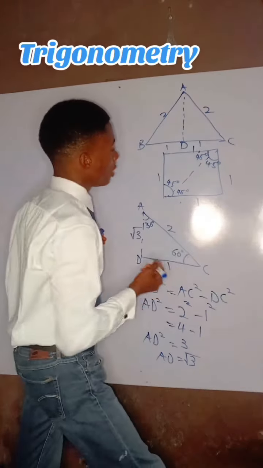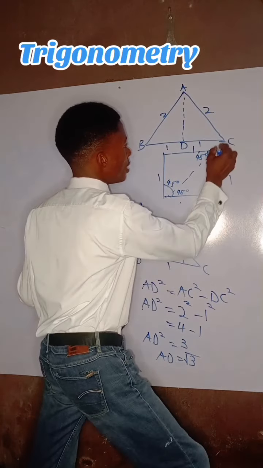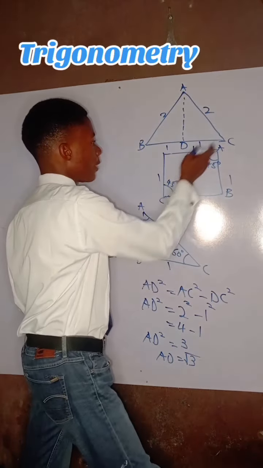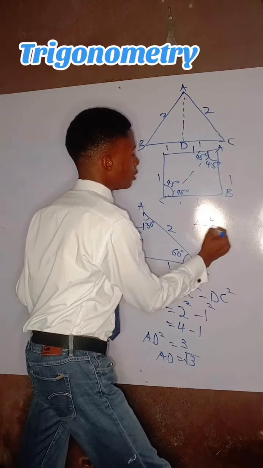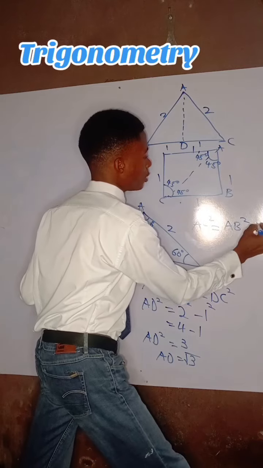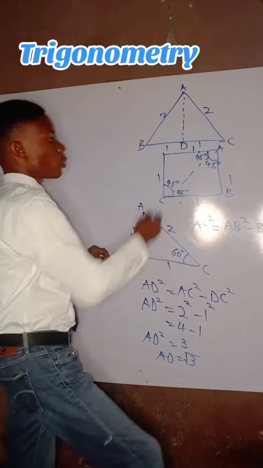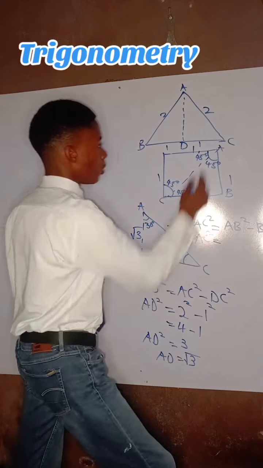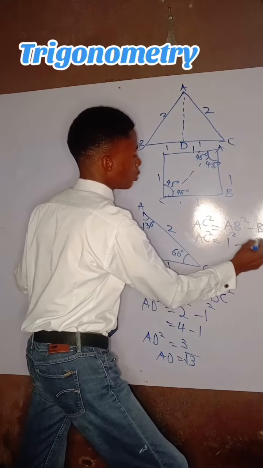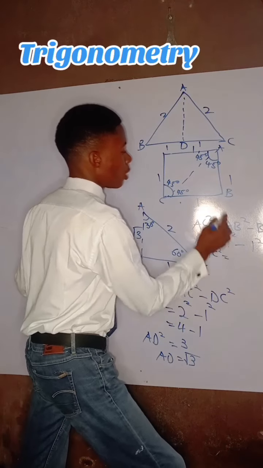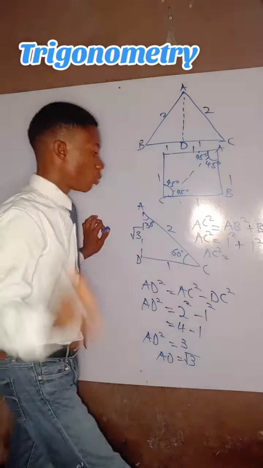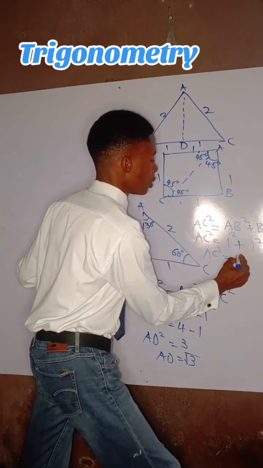Still using Pythagoras theorem. Now we have A, B, C. Hope you understand how I explain this. And we are finding AC squared. AC squared is equals to AB squared minus BC squared. So now AC is the hypotenuse, that is the longest part of the triangle. So now AC squared is equals to AB, which is 1 squared, minus 1 squared. Okay, sorry, 1 squared is supposed to be plus. So 1 squared plus 1 squared is equals to 2.